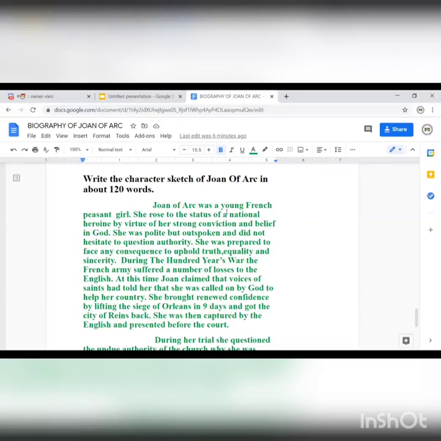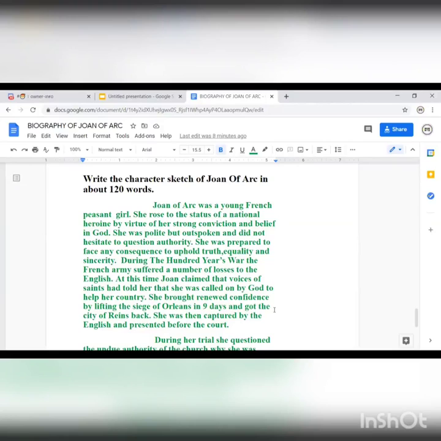Joan of Arc was a young French peasant girl. She rose to the status of a national heroine by virtue of her strong conviction and belief in God. She was polite but outspoken and did not hesitate to question authority. She was prepared to face any consequence to uphold truth, equality, and sincerity. During the Hundred Years' War, the French army suffered a number of losses to the English. At the time, Joan claimed that voices of saints had told her that she was called by God to help her country.